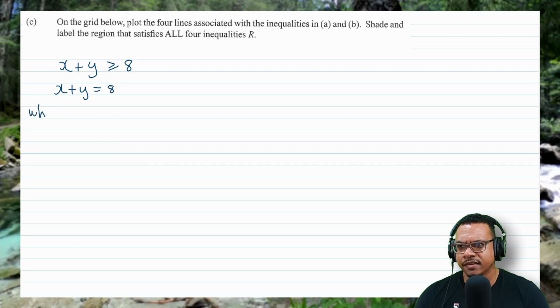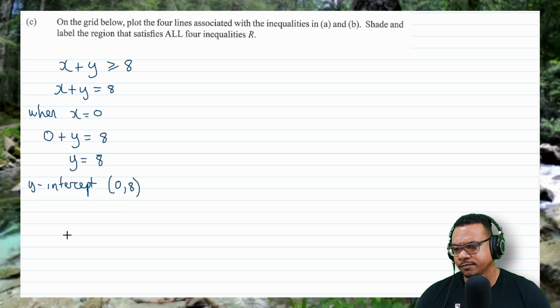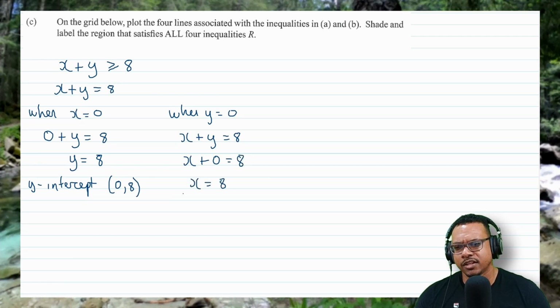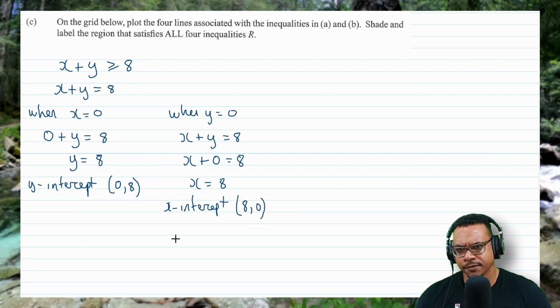And I'll say when x is equal to 0, we will have 0 plus y is equal to 8. So y is equal to 8, and therefore our y-intercept would be 0 on the x and 8 on the y. Then when y is equal to 0, we'll have x plus 0 is equal to 8, so x is equal to 8. So that will be 8 on the x-axis and 0 on the y, which means your x-intercept would be 8 on the x-axis and 0 on the y.